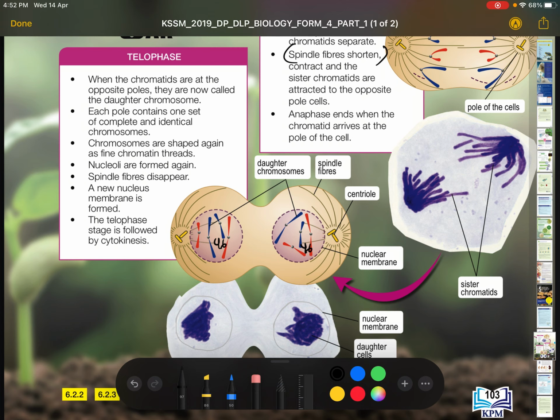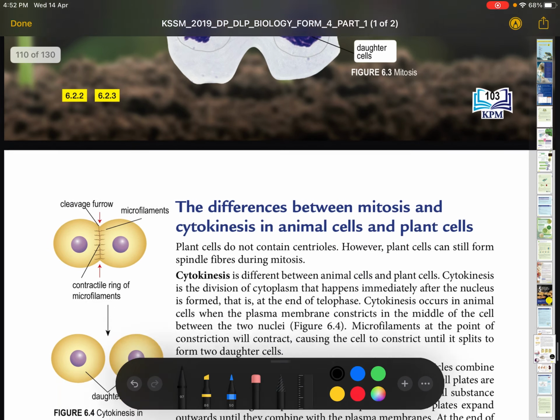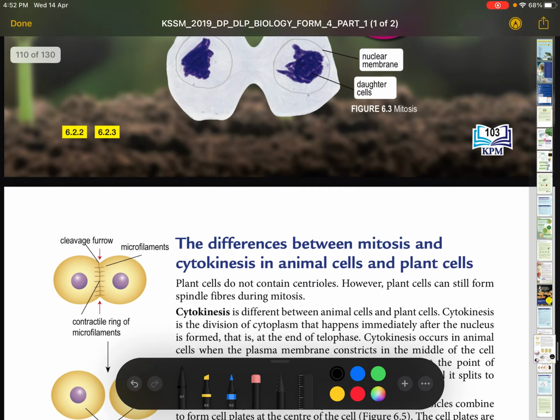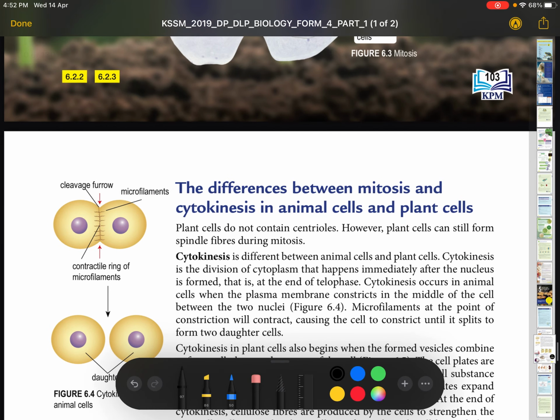I'll get to why later. Chromosomes are shaped again, and then chromosomes turn back into chromatin. After that, the nucleus starts to come back. It forms again, the nucleolus and nuclear membrane. And then the spindle fibers also disappear. And after that is cytokinesis.